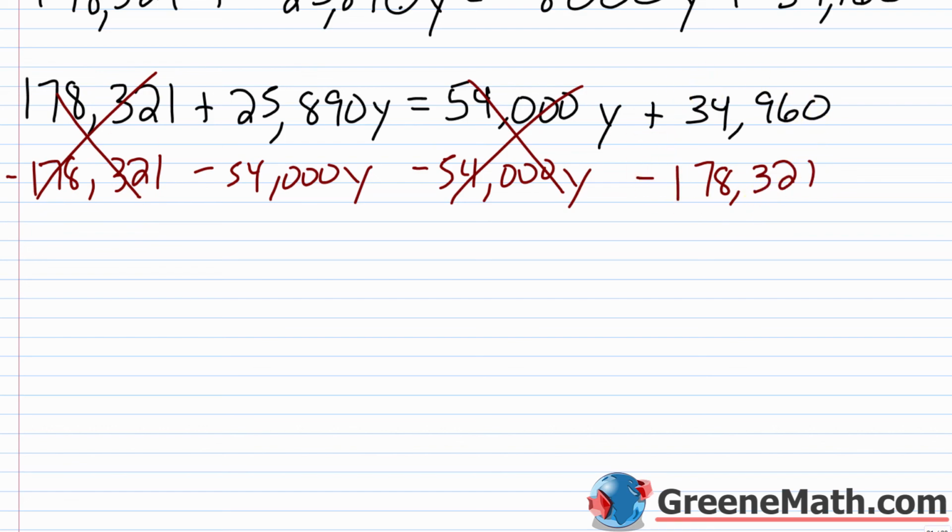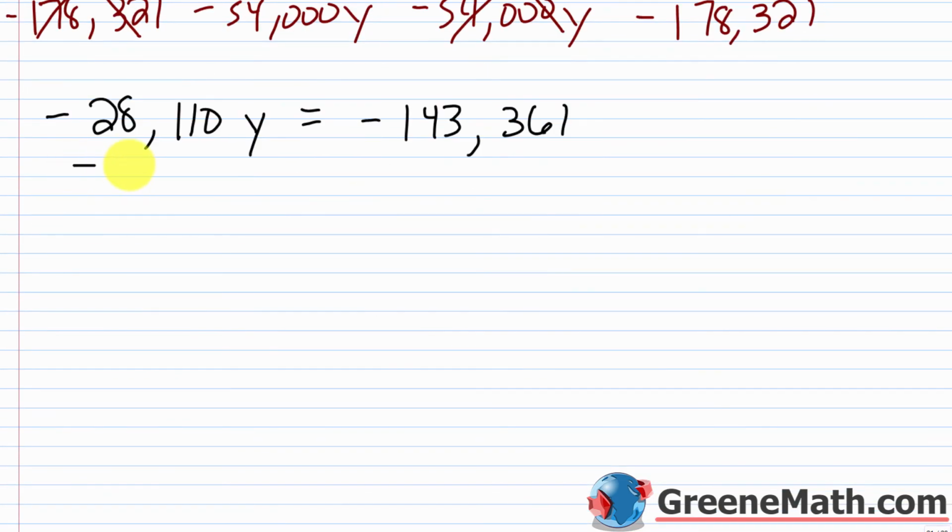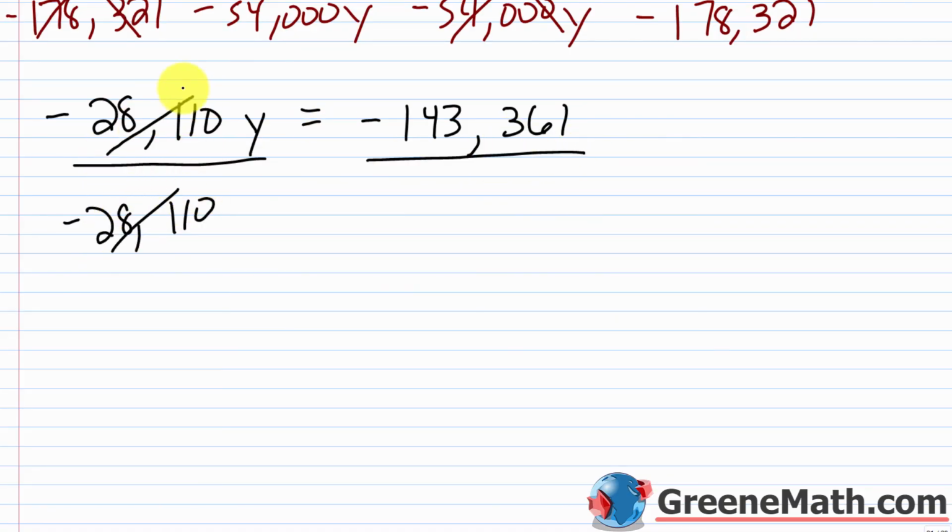All right, so what is 25,890 minus 54,000? That's going to be negative 28,110, and then y. And this is equal to, what is 34,960 minus 178,321? That's going to give me negative 143,361. And now as a final step, we just get y by itself. We divide both sides of the equation by negative 28,110, right? The coefficient of y. So negative 143,361 divided by negative 28,110 is 5.1. So I'm going to have y equals 5.1.